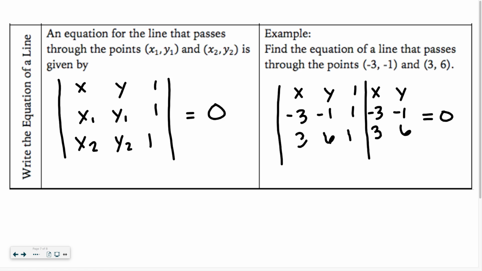Determinant's going to work out slightly different here because not everything is going to turn out to be a number. So on the first diagonal going down, x times negative 1 times 1, that's negative x. And then y times 1 times 3. So that's a plus 3y.